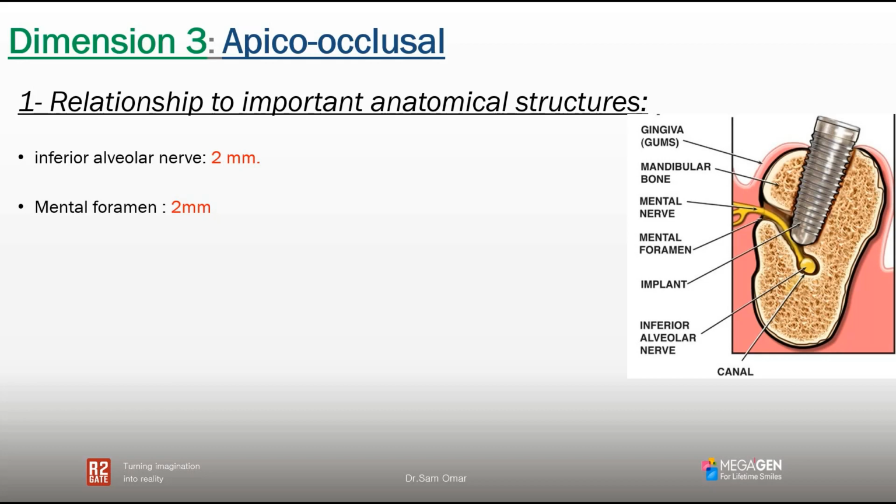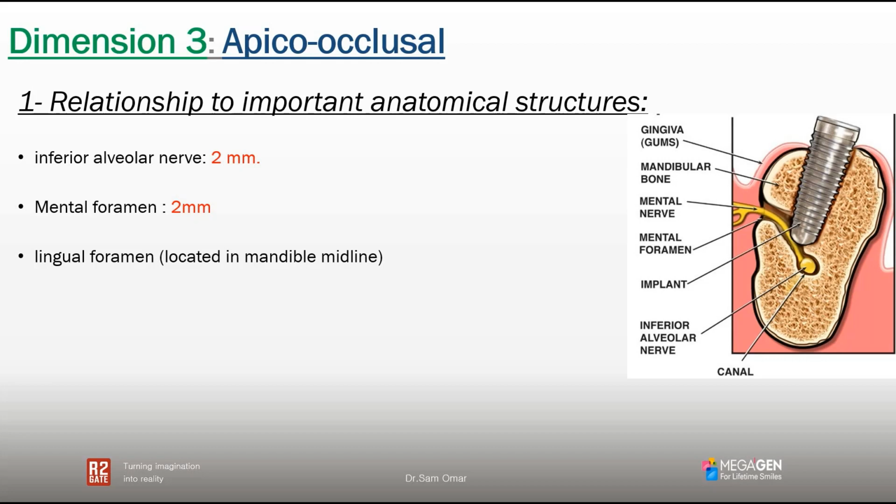In the middle of the mandible, we have the mental foramen, which is the exit of the inferior alveolar nerve, and we usually try to avoid going into the mental foramen, and we try to stay about 2 millimeters away from the mental foramen. In the midline, we have what we call the lingual foramen, and right now we'll talk about the lingual foramen in detail.